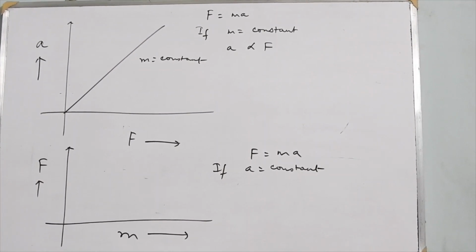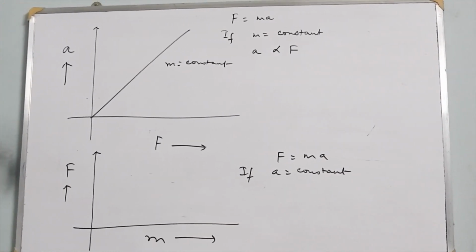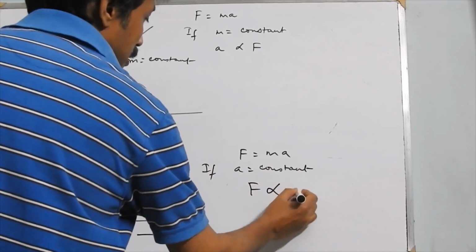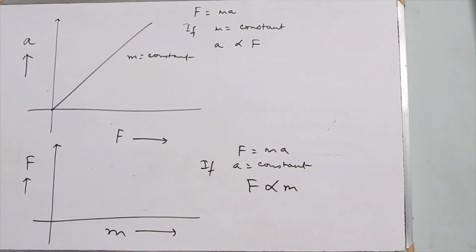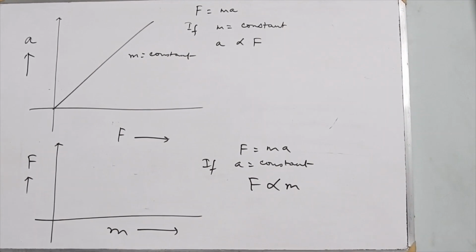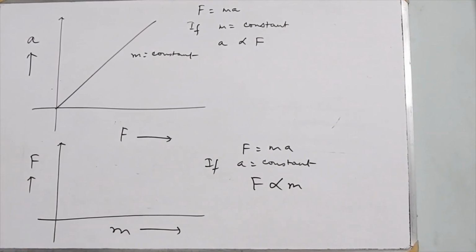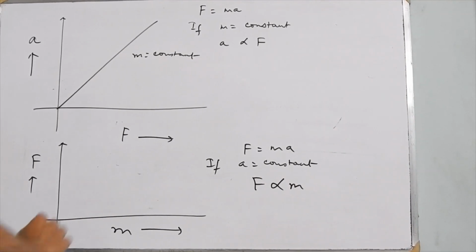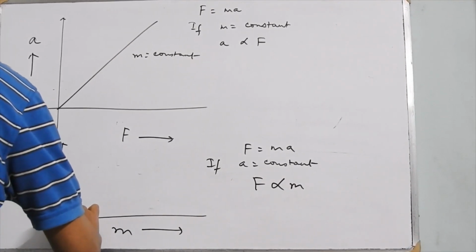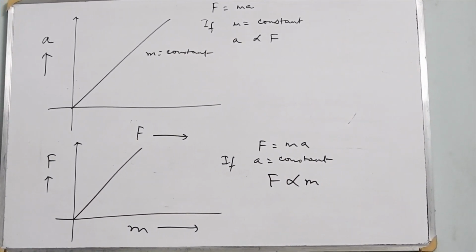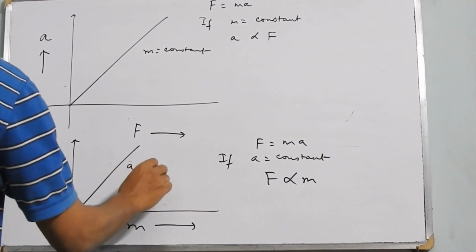So if acceleration remains constant, it is obvious that the force is proportional to the mass. So more is the mass, more will be the force required, provided the acceleration is constant. And hence the graph between force and mass will again be a straight line passing through the origin. Here we have assumed that the acceleration is constant.